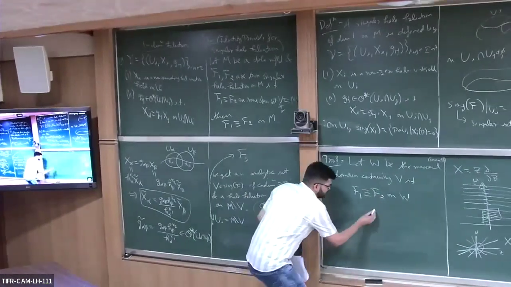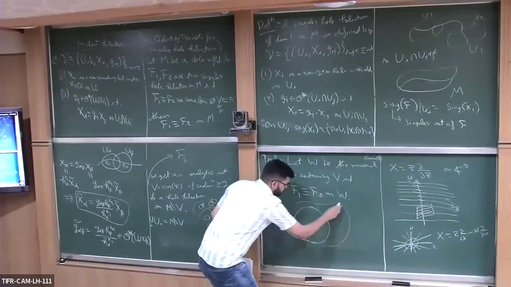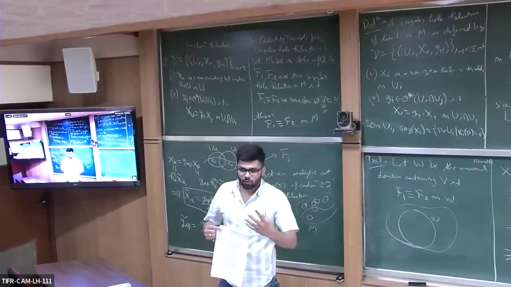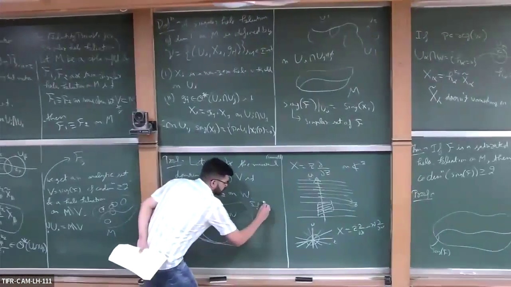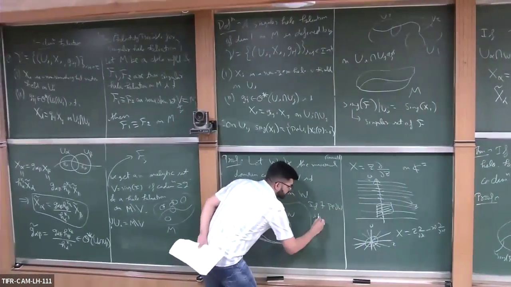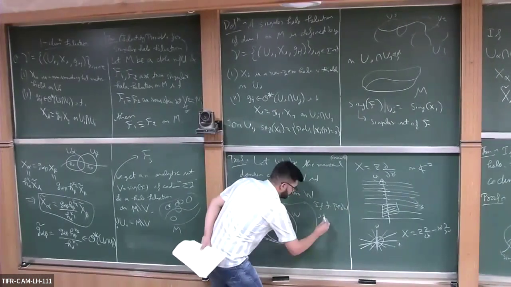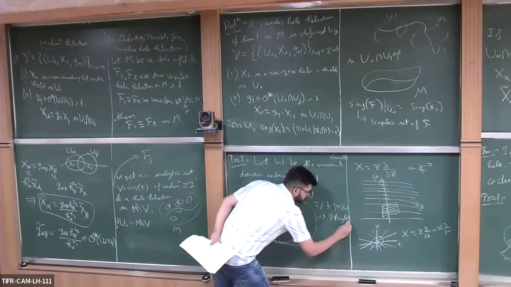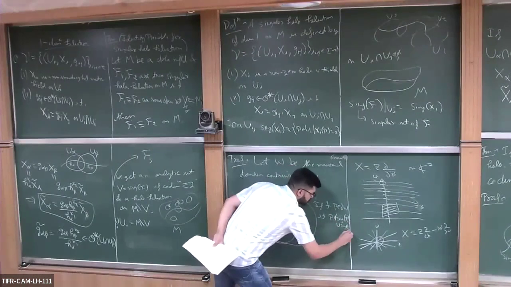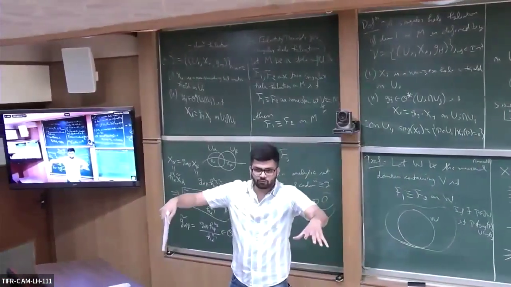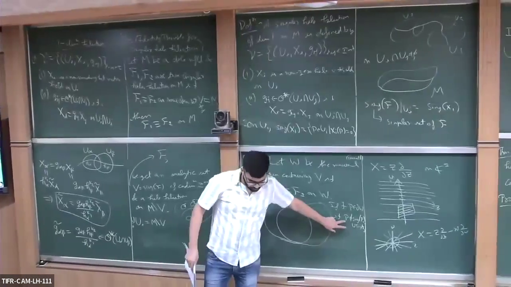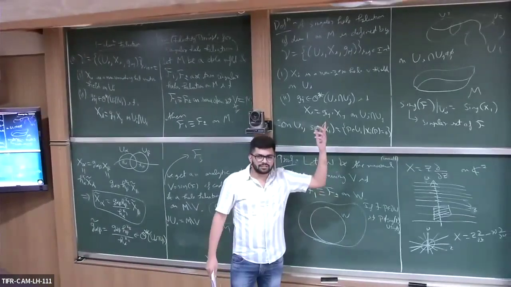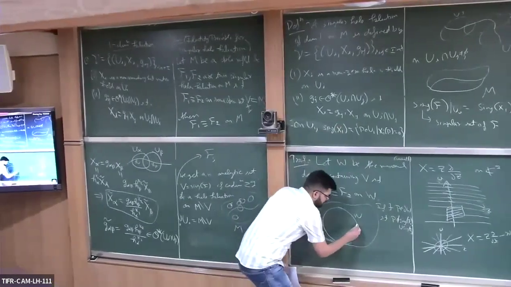But note that if this is W, suppose we have some non-singular point in the boundary of this open set W. If there exists P in the boundary of W such that P is not a singular point of F1 and F2, so we have two singular sets corresponding to each foliation, if there is a point in the boundary which is not in the singular set of either of these two, then we can use the argument I gave from the previous time.